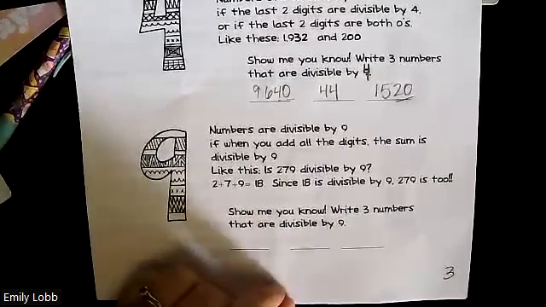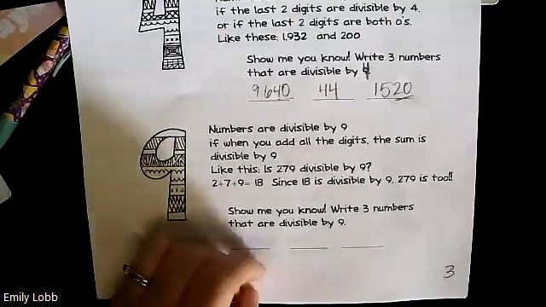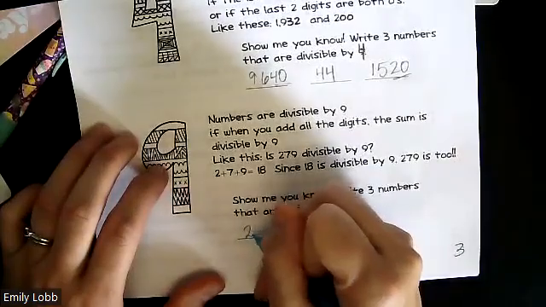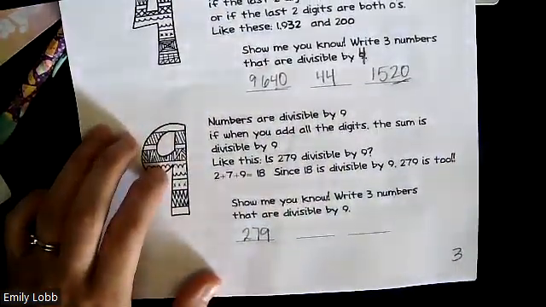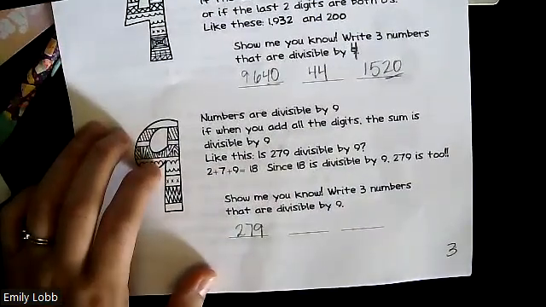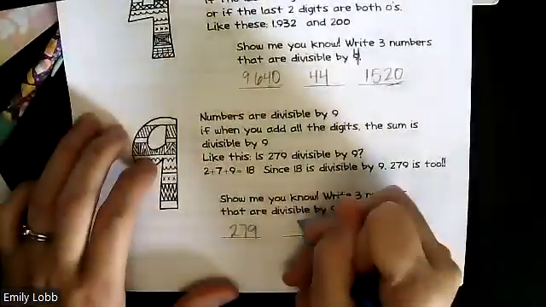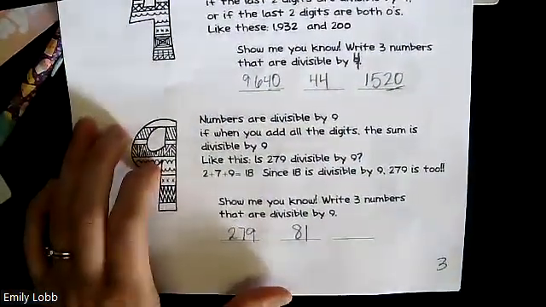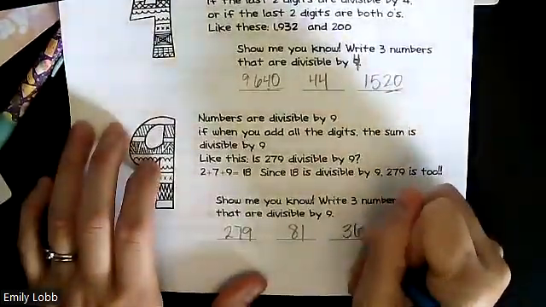Remember, this time the digits have to add up to what? 9. Very good. What did we say, Kinley? 279. Beautiful. Josh? 81. Oh, okay. We can take them from the multiplication table, but we shouldn't have to. What else, Amani? 36. Another one from our multiplication table.